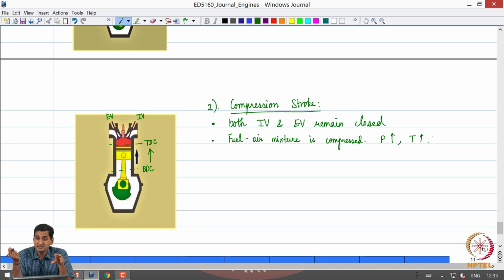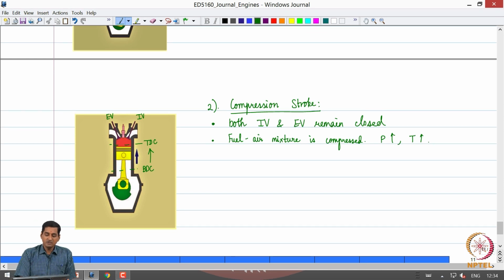During this process we will later observe that the fuel air mixture mixes well, so that we get an almost homogeneous mixture of fuel and air. That will promote more efficient combustion when the spark ignites the fuel air mixture. There is also one important aspect of the compression stroke.